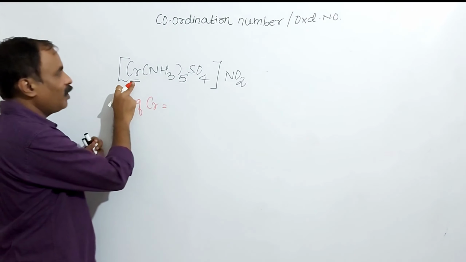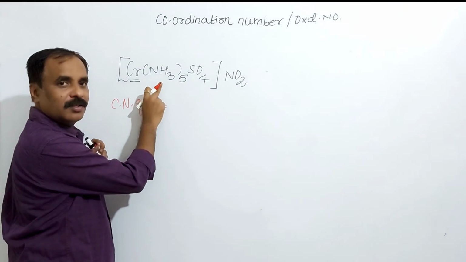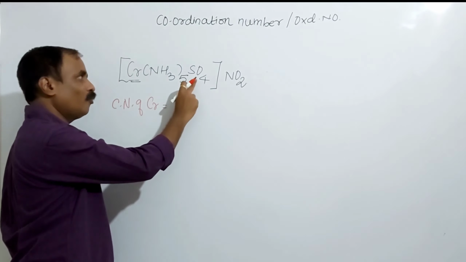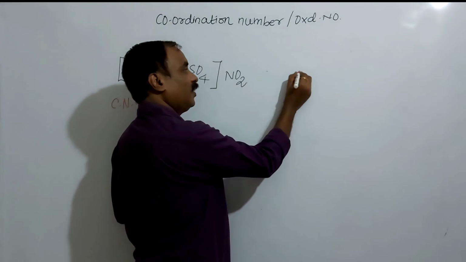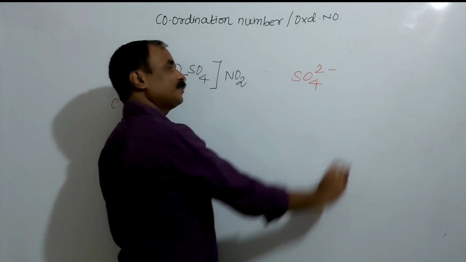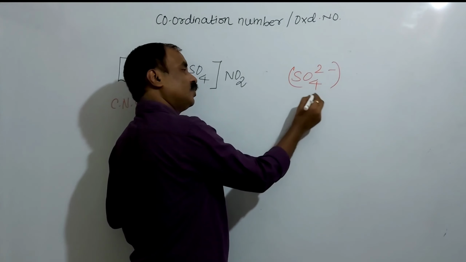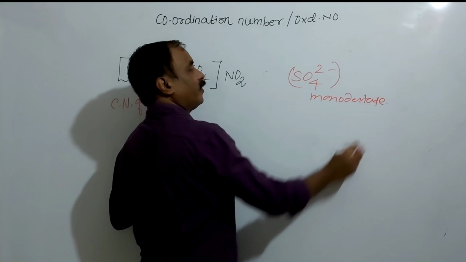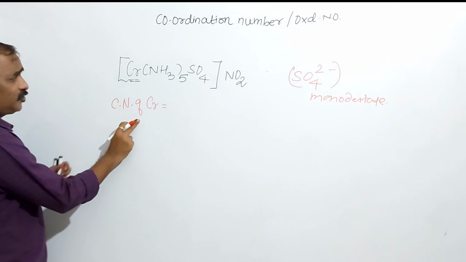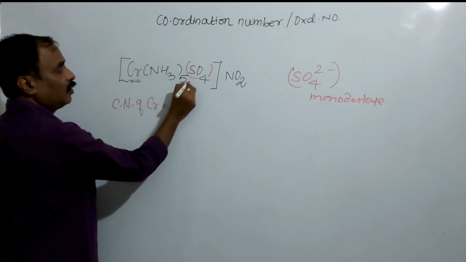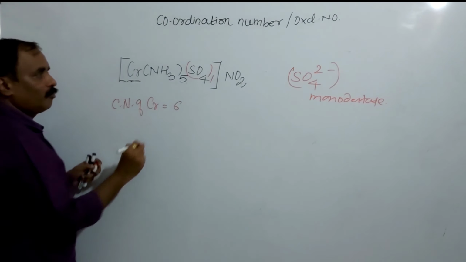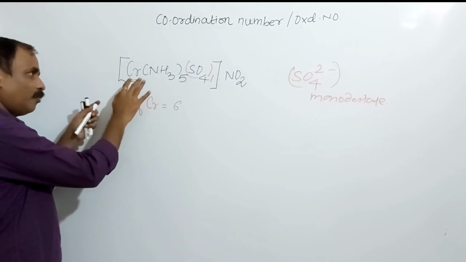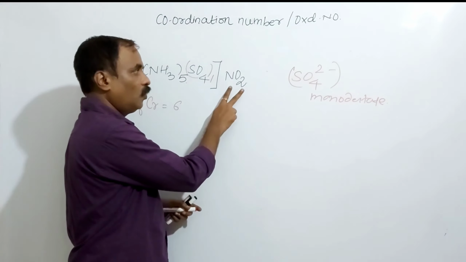See here, this chromium is surrounded by 5 ammonia and 1 sulfato ligand. SO4 2- is the ligand. This is sulfate, SO4, that is, it carries -2. But this is one ligand. This is also monodentate. So coordination number: 5 ammonia and 1 sulfate, 5 plus 1, the coordination number of chromium is 6. What is the oxidation number? Take this complex compound in aqueous medium. Here it is NO2 minus, nitrite.